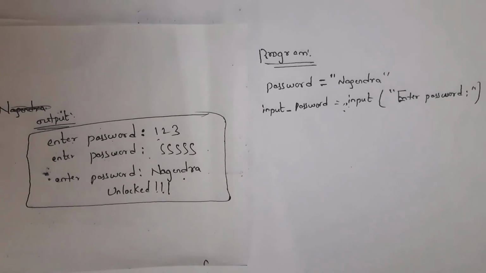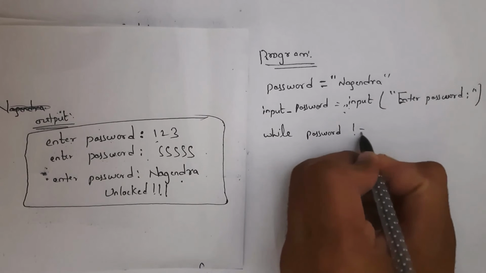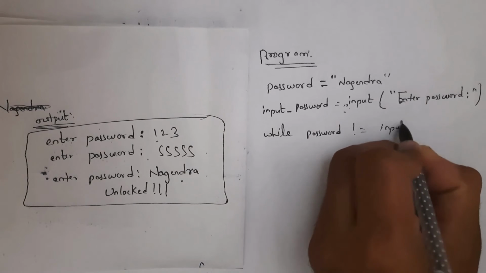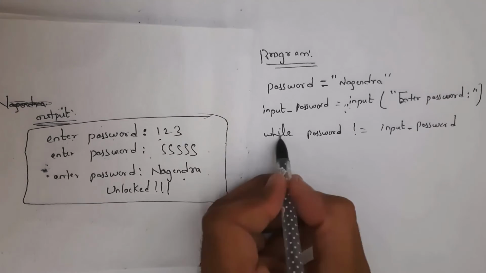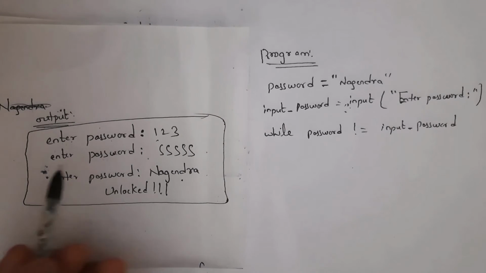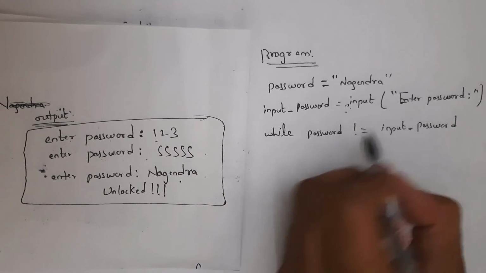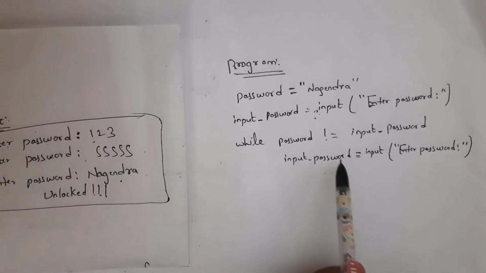any password. Now write while condition, that is while password is not equal to input password, input underscore password. While password is not equal to input password, then again I should get output that is enter password. So write same line here. Again write this line of code inside while. So write here input password is equal to input of enter password.